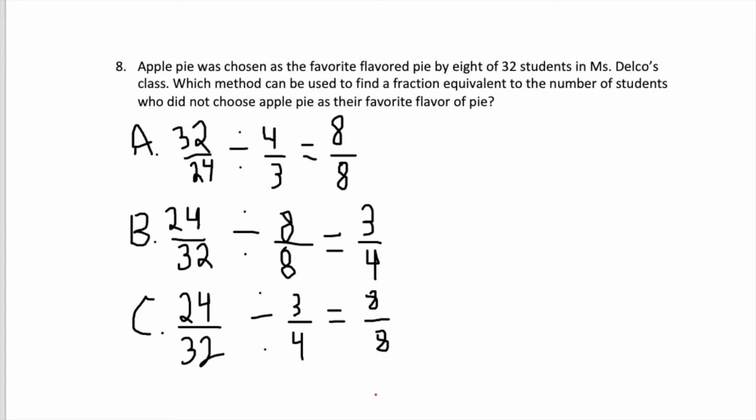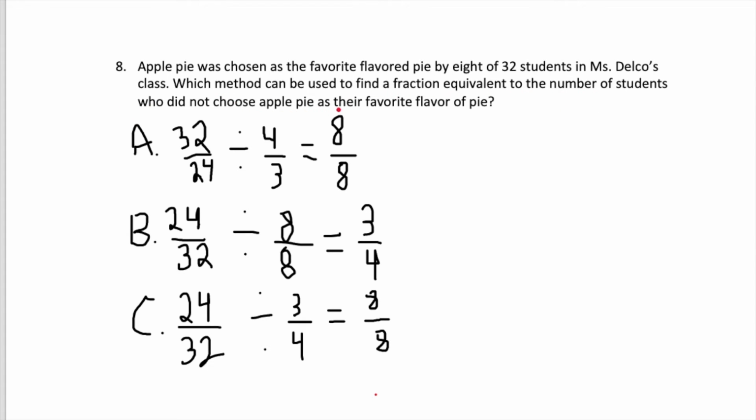Cha-ching. All right. Apple pie was chosen as the favorite flavor of pie by 8 of 32 students in Ms. Delco's class. Which model can be used to find a fraction equivalent to the number of students who did not choose apple pie as their favorite flavor of pie?